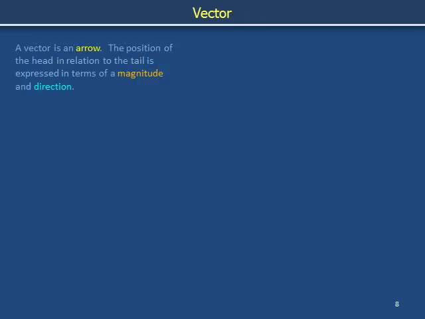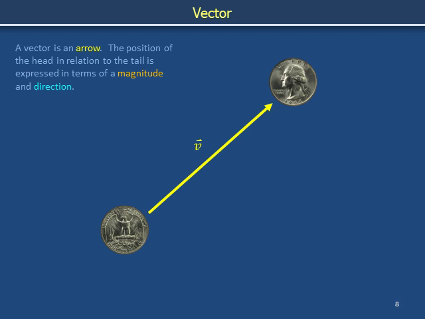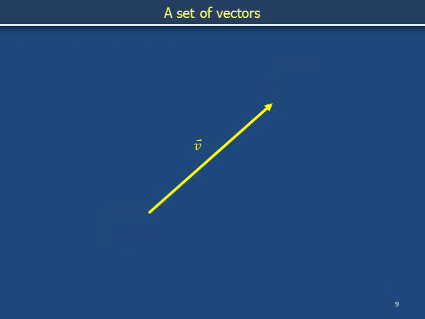A vector is an arrow. The vector v is denoted with an arrow accent. A vector is the location of the arrow's head in relation to the arrow's tail, and the position of the head in relation to the tail is expressed in terms of a magnitude, meaning a length, and a direction, or if you would like, an angle. In addition to the vector v, consider other examples of vectors w, x, y, and z.